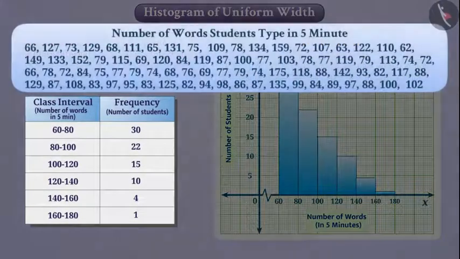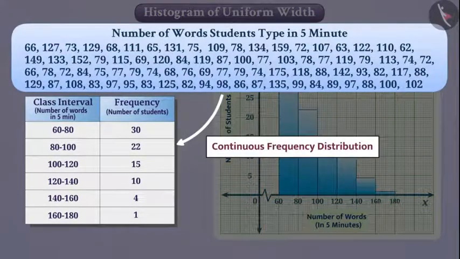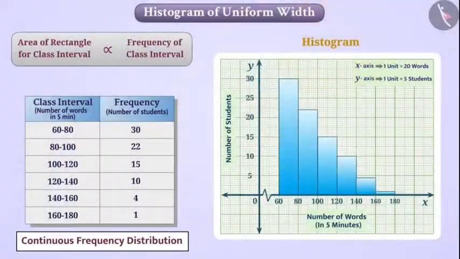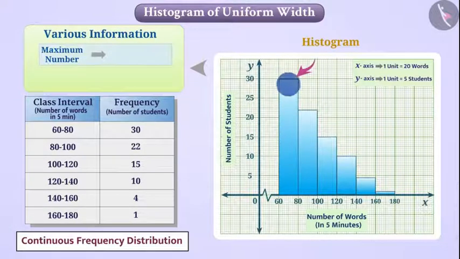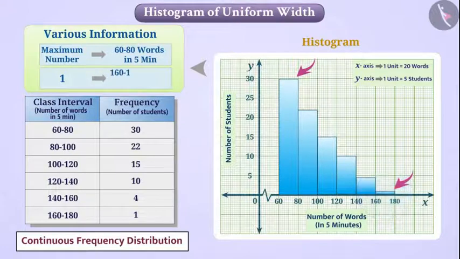Here, the data is classified as a continuous frequency distribution. Since the histogram is used to represent a continuous frequency distribution, it does not contain spaces between rectangles. As you can see in this histogram, there are no spaces between the rectangles. Various information can be obtained by looking at this histogram. The maximum number of children type 60 to 80 words in 5 minutes. We can see that only one student types 160 to 180 words in 5 minutes.